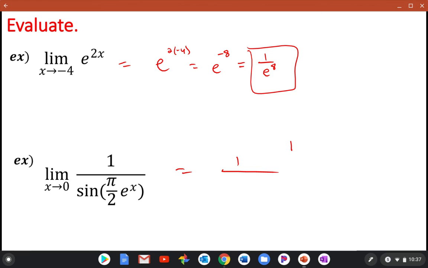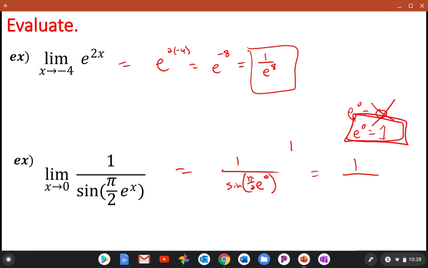All right, the next one, let's go ahead and plug in 0 here. So this becomes 1 over the sine of pi over 2 times e to the 0. One thing to remember, if you plug 0 into an exponent, that does not mean 0. E to the 0 is not 0. Remember, any number or any constant to the 0 power equals 1, just the constant 1. So this turns out to be 1 over the sine of pi over 2 times 1, which obviously is just 1 over the sine of pi over 2.